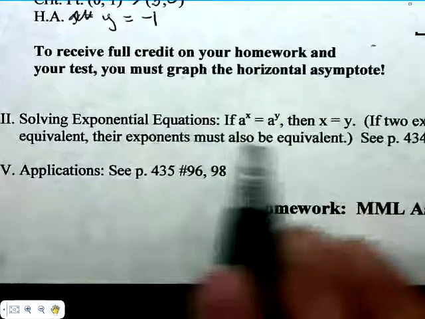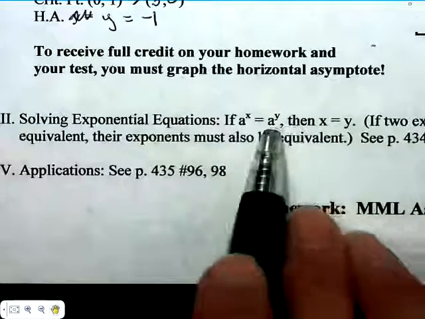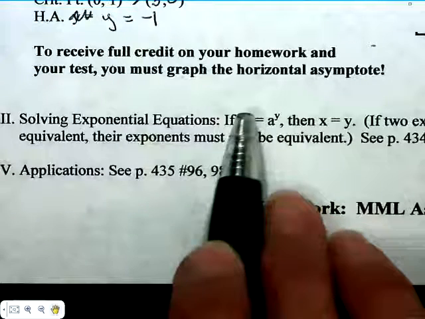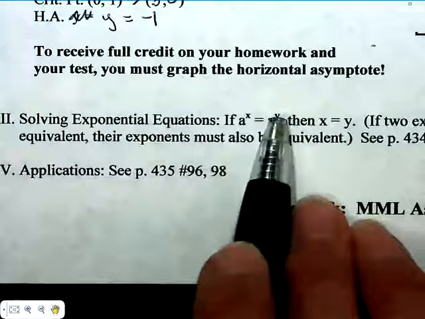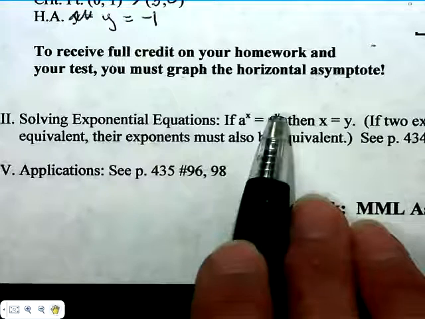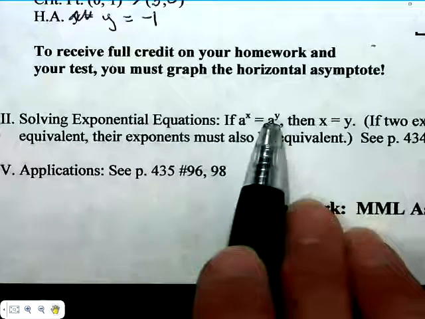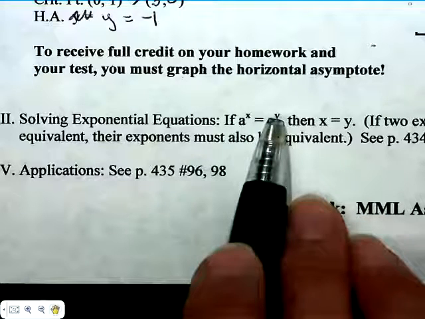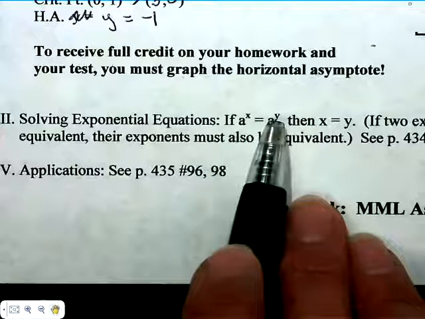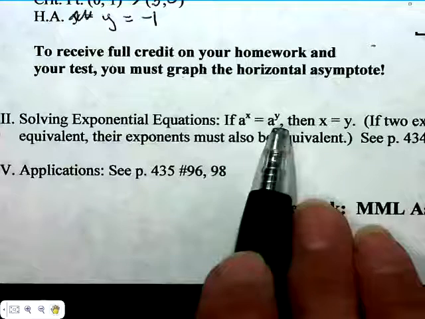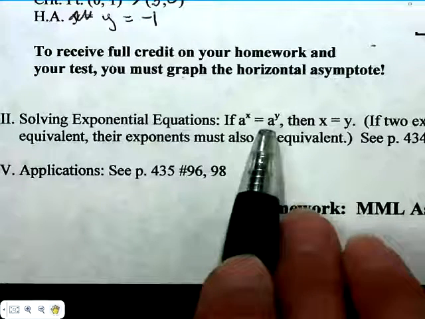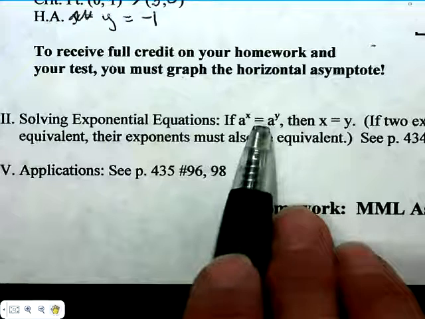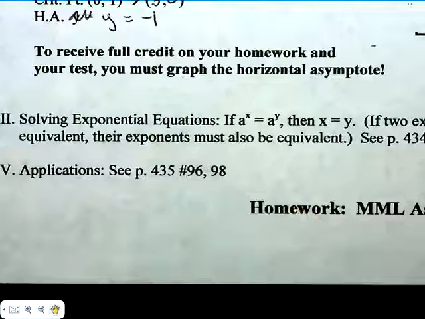Think about it. If this is maybe base 3, if I had 3 to the x equals 3 to the y, the only way that could be true is if x and y were the same thing. Or if I had 10 to the x equals 10 to the y, the only way that could be true is if x and y are the same thing. That gives us a tool for solving exponential equations. Only some of them, but the ones that fit this pattern are pretty easy to solve.